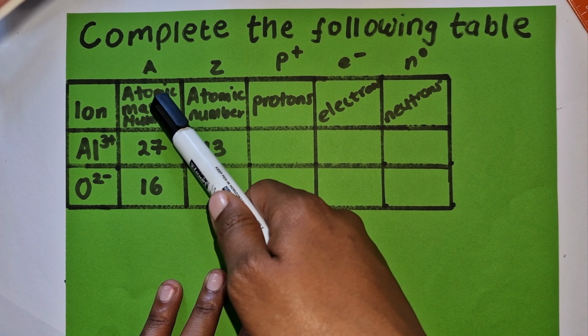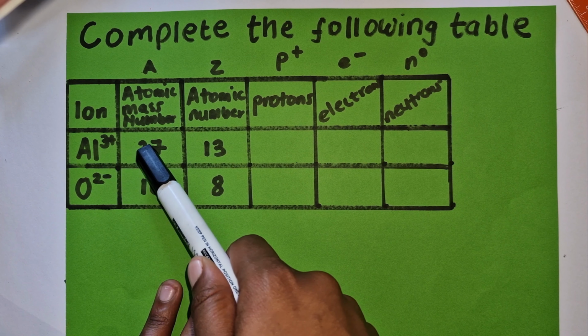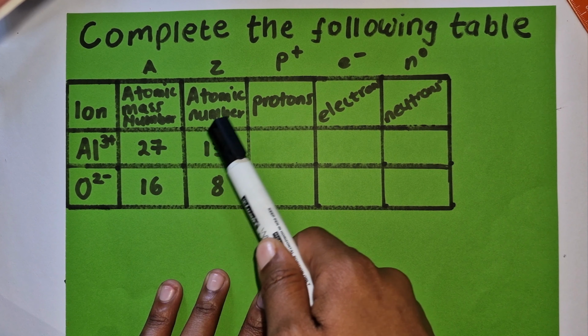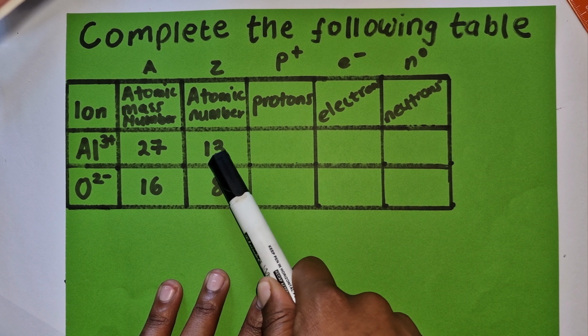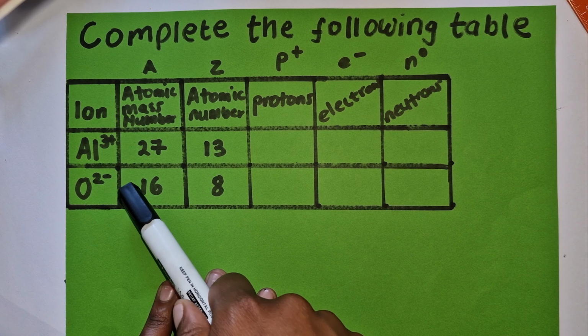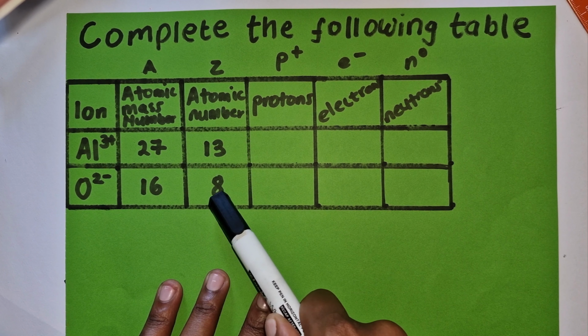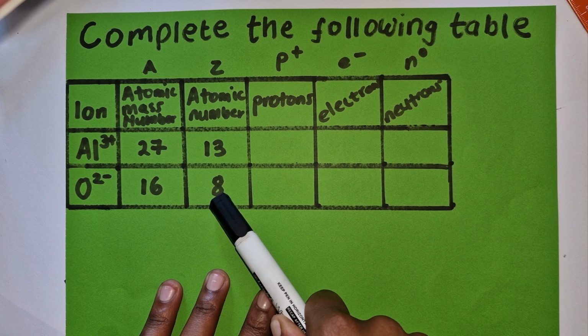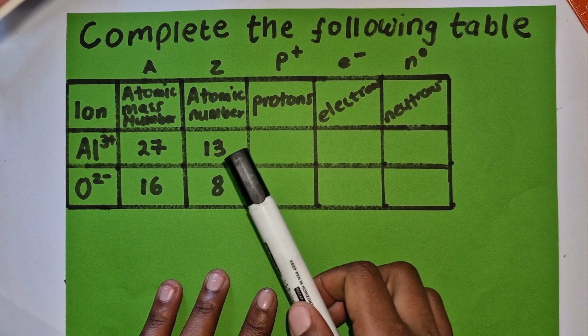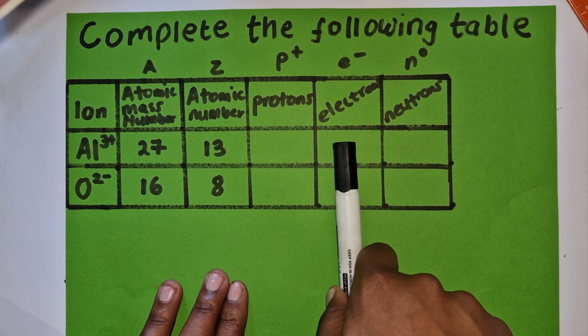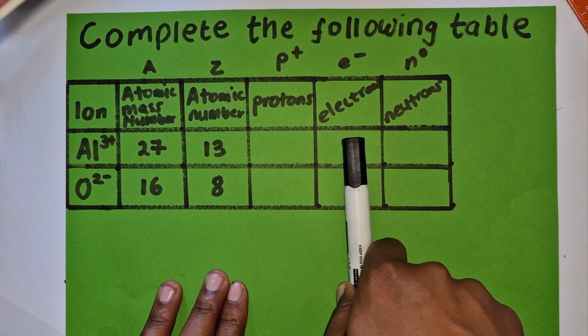So the atomic mass number for aluminium 3+ is 27. Its atomic number is 13. The atomic mass number for oxygen 2- is 16. And the atomic number for oxygen 2- is 8. Our job is to complete these 3 columns here.